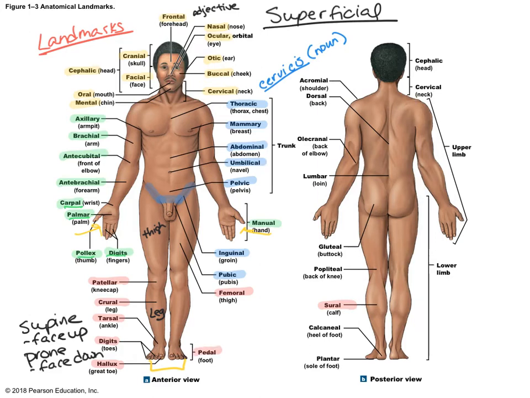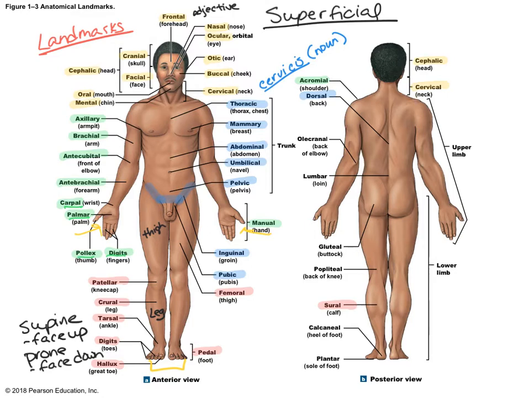Now there are some other terms that we see if we look at the back. So on the back, if the person turns around, we can still see the head, which is cephalic, and the neck, which is cervical. But there's another part, if you look at the top of the shoulder, right where the shoulder meets the arm, that's called acromial. The back of the person is called dorsal.